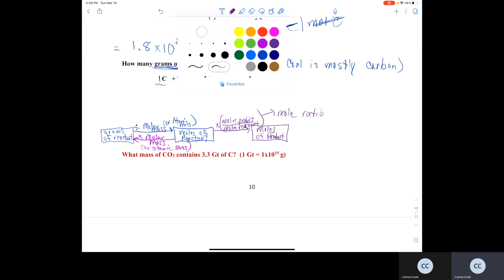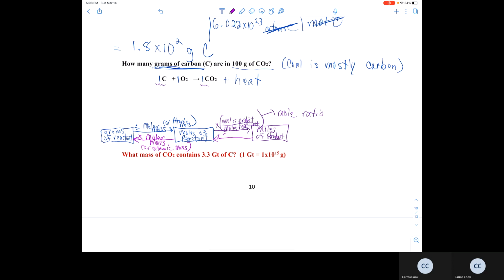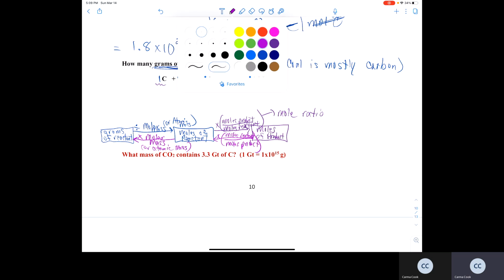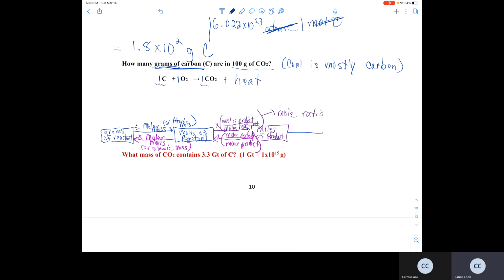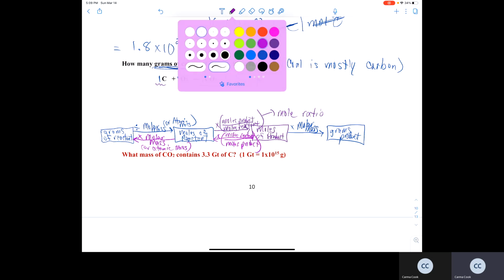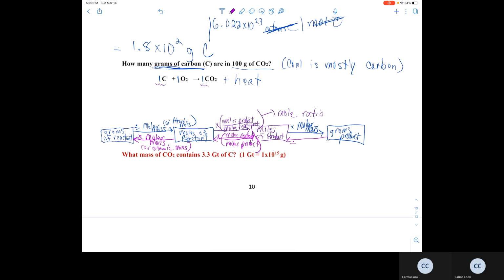And then, of course, you can go in the opposite direction by multiplying by the reciprocal. Moles of reactant divided by moles of product will allow you to convert the moles of product into moles of reactant, going in the opposite direction. And then once you know moles of product, you can convert moles of product to grams of product by multiplying by the molar mass for the products. And then, of course, going in the opposite direction, you divide by the molar mass.